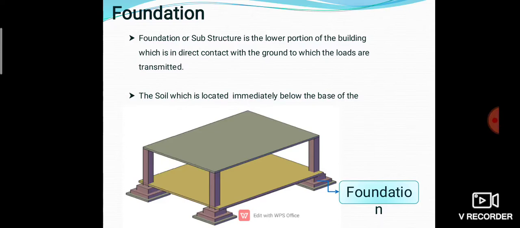Then the superstructure. The parts of the building which are above the ground are called the superstructure. What all is there in the superstructure? Plinth, floor, walls, roof, windows, doors, beam, column, slab, staircase, lift, parapet, lintel, RCC lintels. These are all included in the superstructure.